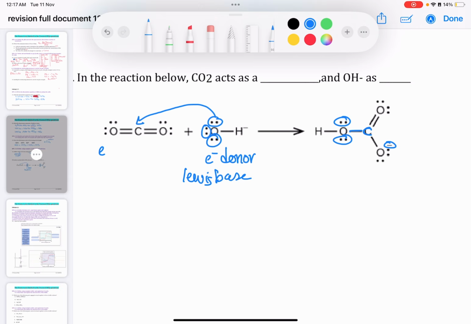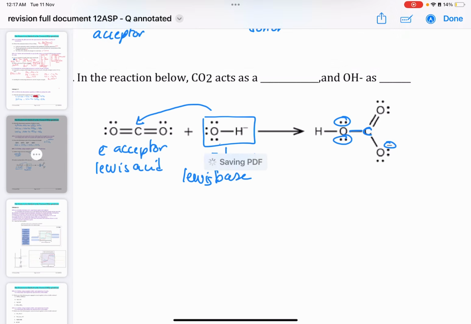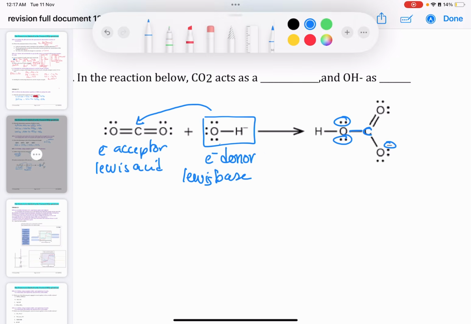And that's an electron acceptor. It means that's a Lewis acid. If you forgot or you're confused, just by looking at OH minus, you already know that this is a base. So you're not going to call it a Lewis acid. It is still a base. Let's continue.